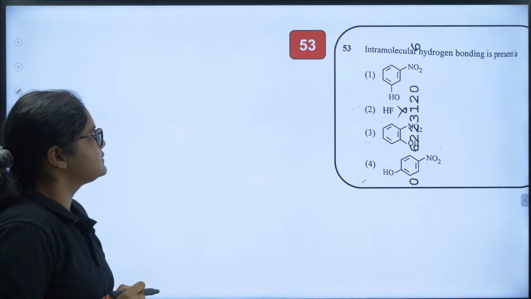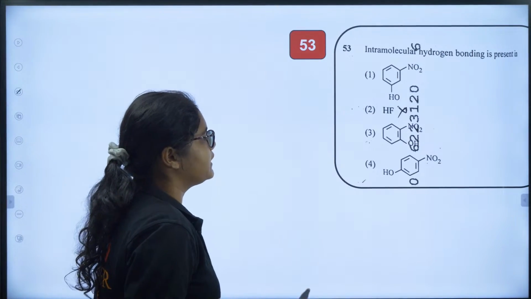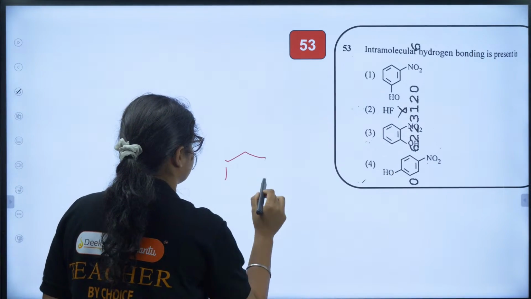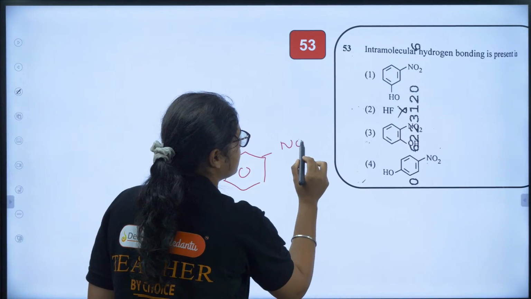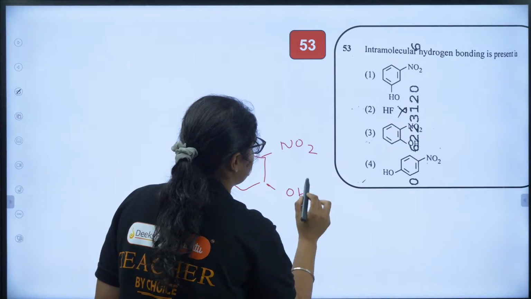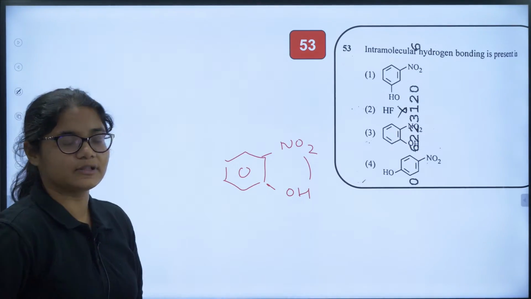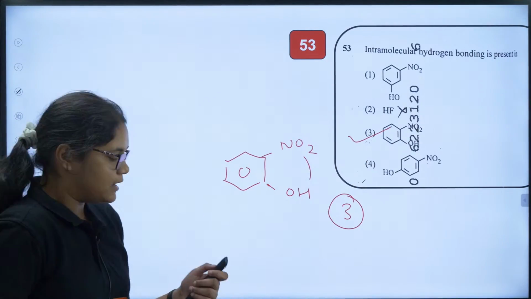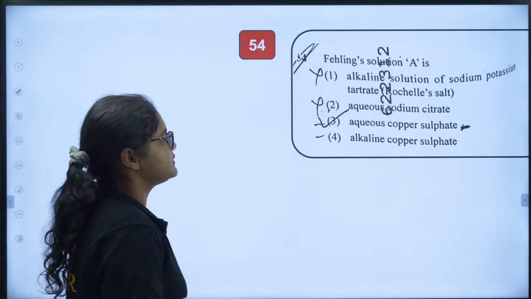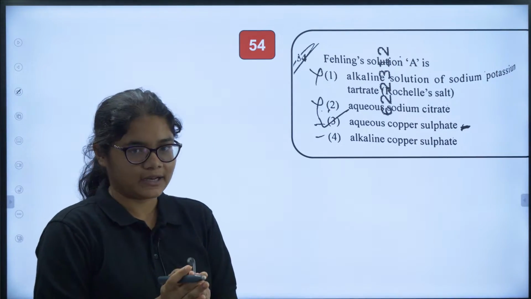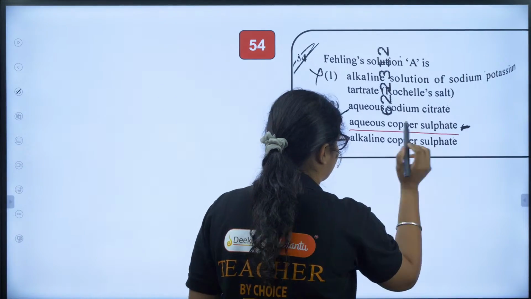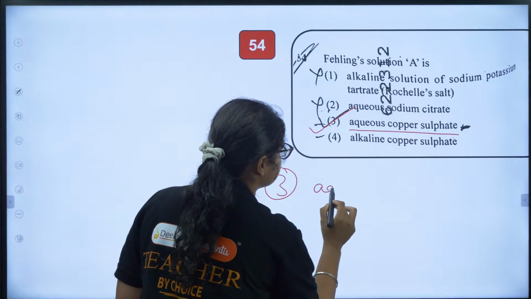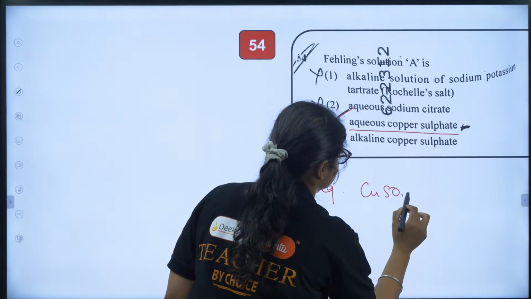Okay. Next, intermolecular hydrogen bonding is present in. Okay. So if you can see in this ortho position, if we have this structure, that is NO2 and OH, so we can have intramolecular hydrogen bonding here. So the correct answer for this question will be option number 3. Okay. Now let us see the next question. Fehling solution A. So Fehling solution A is a solution of aqueous copper sulfate. So the correct answer for this question is option number 3, that is aqueous copper sulfate solution.